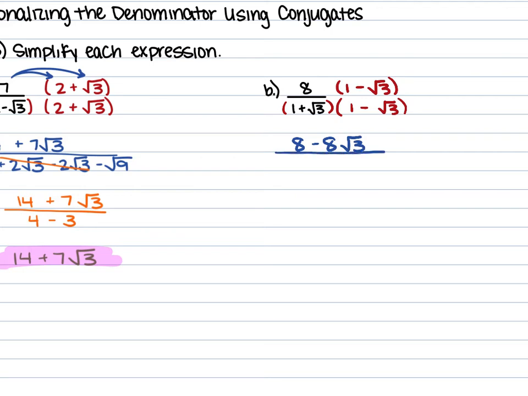On the bottom, 1 times 1 is 1. 1 times the negative square root 3 is negative square root 3. Square root of 3 times 1 is a positive square root 3. And the square root of 3 times the negative square root 3 is a negative square root of 9. You have opposites on the bottom with the negative square root 3 and the positive square root 3, so they cancel. So you're going to have 8 minus 8 square root 3 over 1 minus the square root of 9, which is 3. 1 minus 3 gives us negative 2.